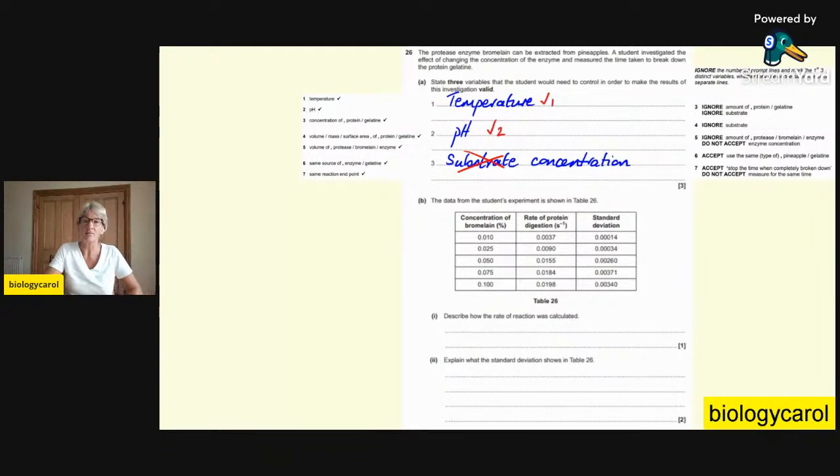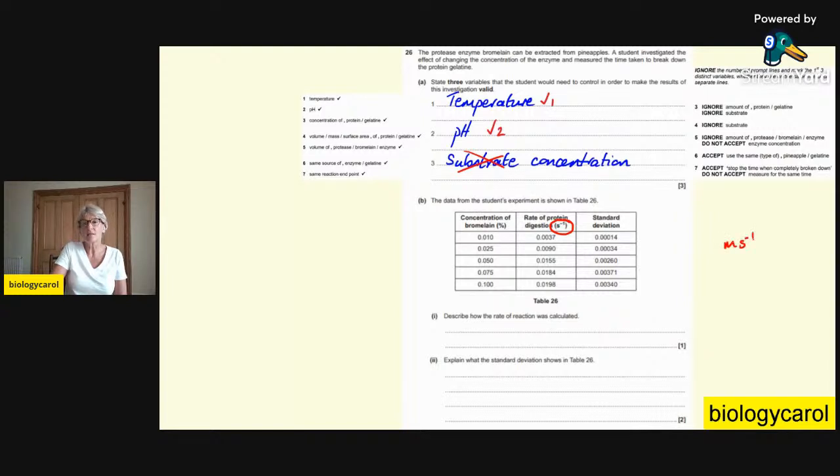Okay, so hope that makes sense. Describe how the rate of reaction was calculated. Right, your big clue about how the rate of reaction is calculated is looking at the units. The units tell you how something is calculated.